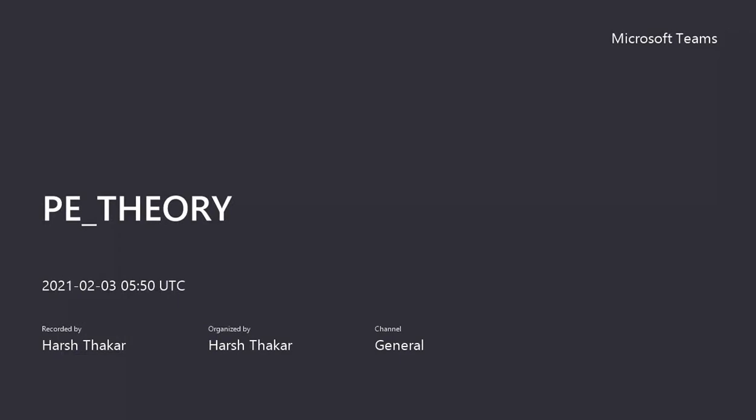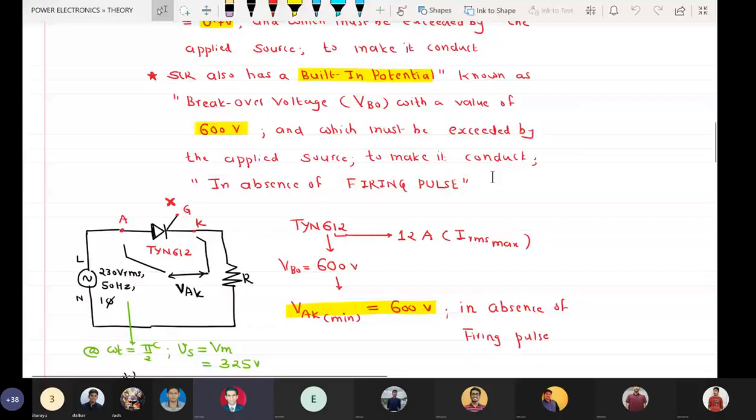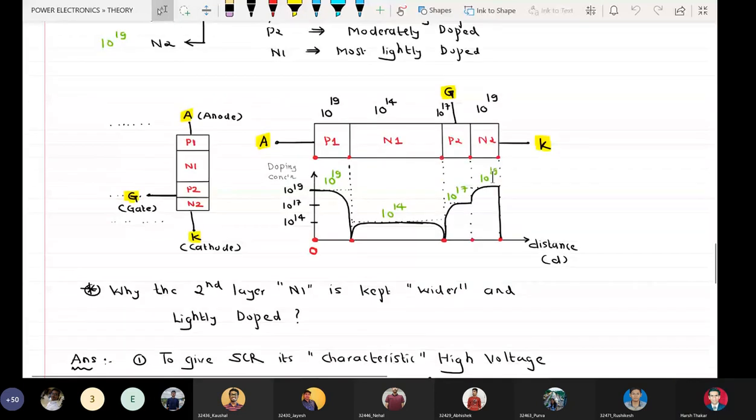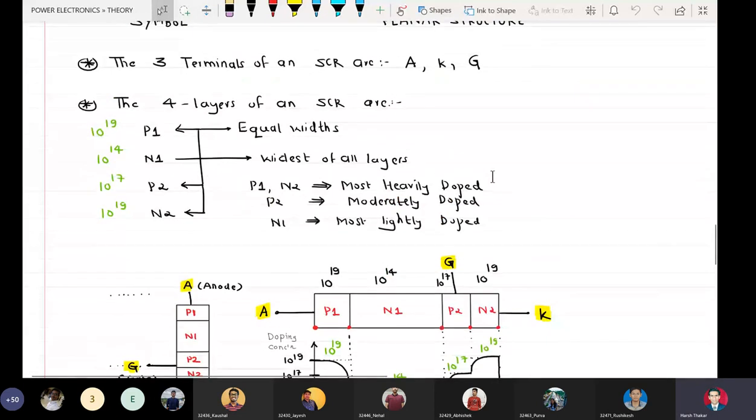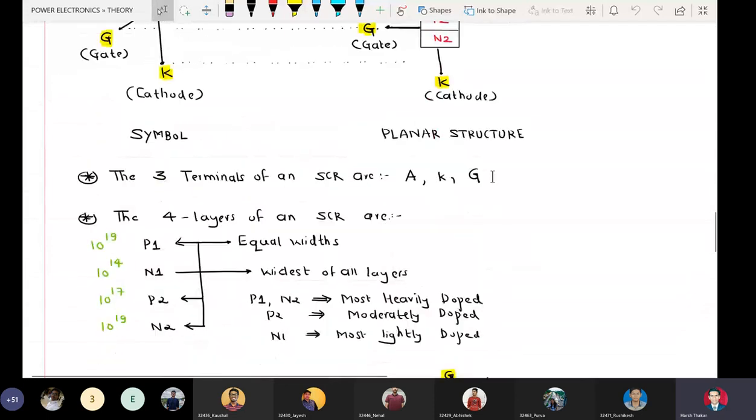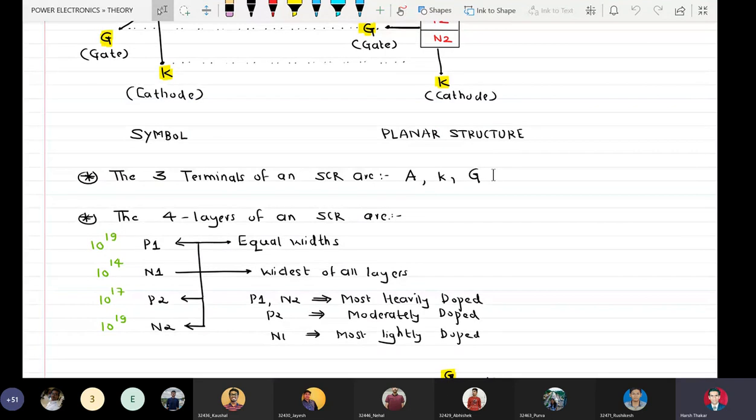This is the point where we left off in the last lecture, so this is where we start from. We had discussed that SCR is a 3-terminal device because it has 3 terminals, namely anode, cathode and gate, denoted with alphabets capital A, capital K and capital G respectively.